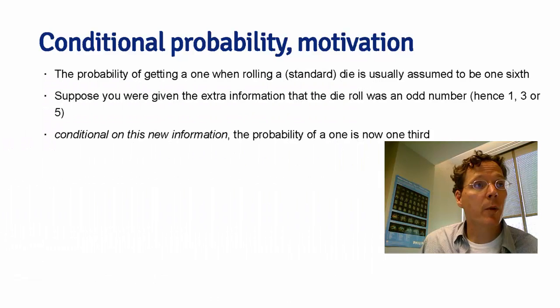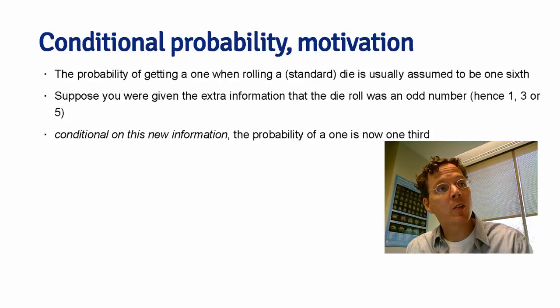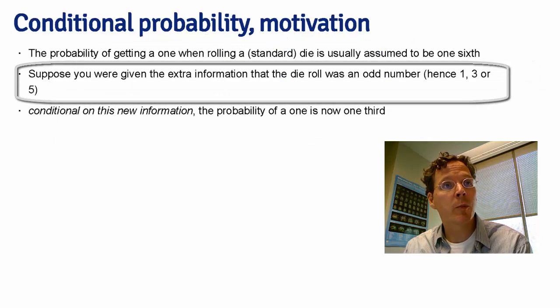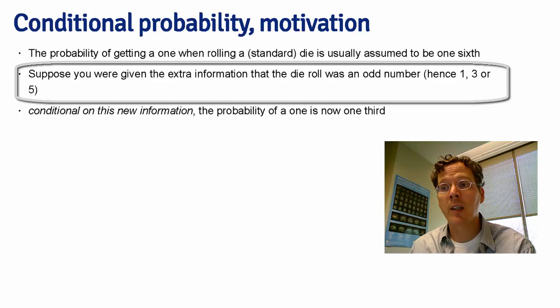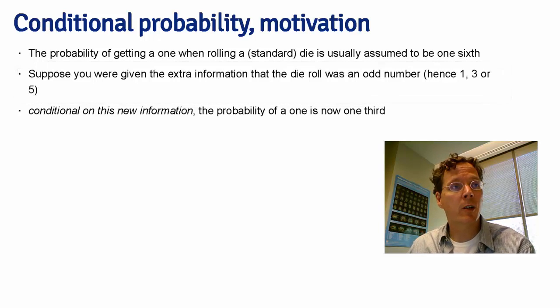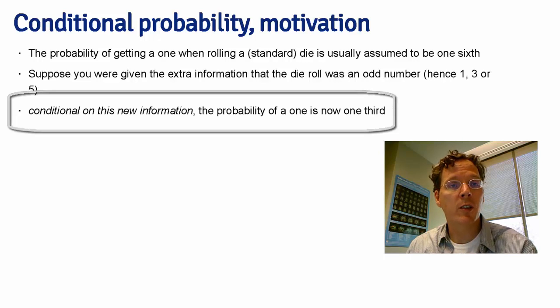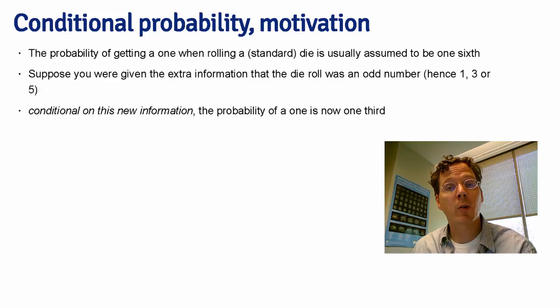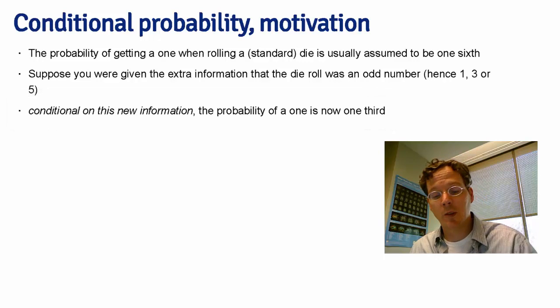Let's go through another example. So a simple conceptual example. The probability of getting a 1 when rolling a standard die is assumed to be 1/6. Suppose you were given the extra information that the die roll was an odd number, hence a 1, 3, or 5. So someone rolled a die in a way that you couldn't see, and they told you that a 1, 3, or a 5 occurred. Conditional on this new information, you would not say the probability of a 1 is 1/6 anymore. You would now say it's 1/3, equally likely between the 1, the 3, or the 5. And that's what conditional probabilities are giving you.